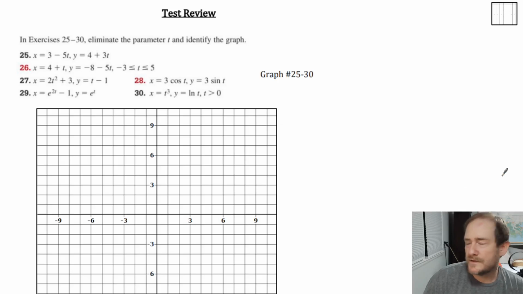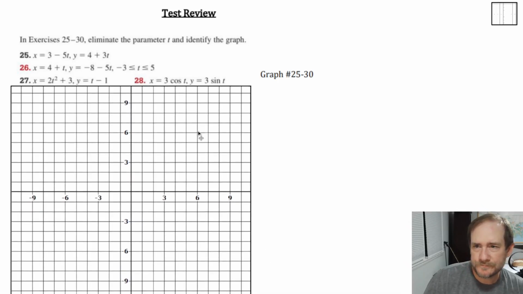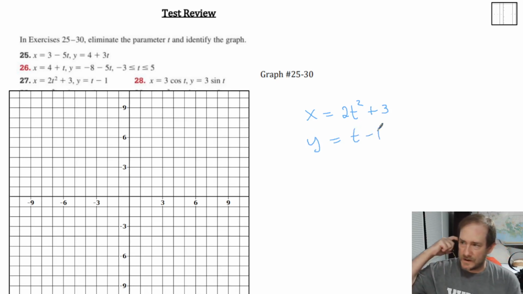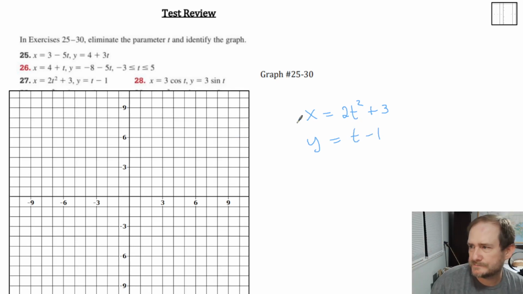All right, so 27 is different, but still not hugely different. For 27, you get x equals 2t squared plus 3, and y equals t minus 1. This time your x's are quadratic and your y's are linear. So you're probably thinking that the overall result will be something that looks quadratic, and you're right, it'll be a parabola.